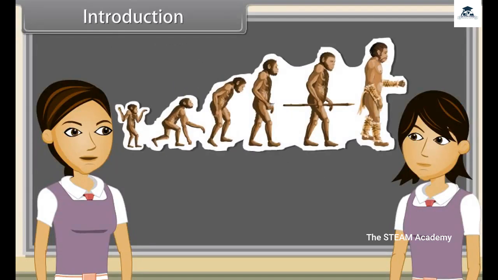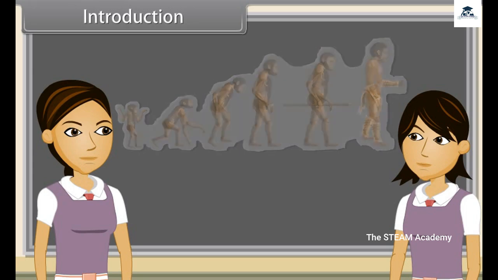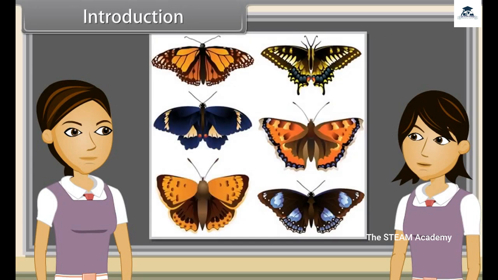Evolution is any change across successive generations in the heritable characteristics of biological populations. And variations are the structural, functional, or behavioral changes from the normal characters developed in the living organisms.